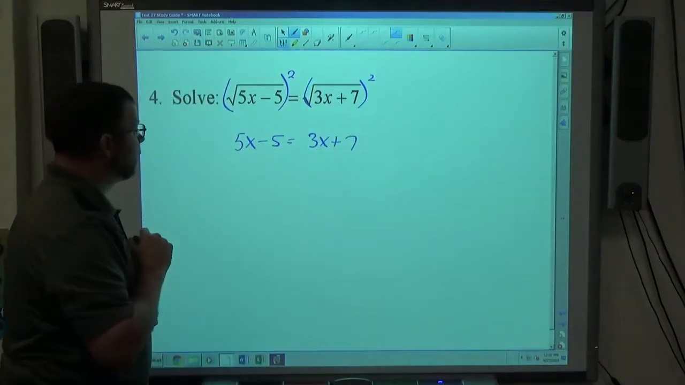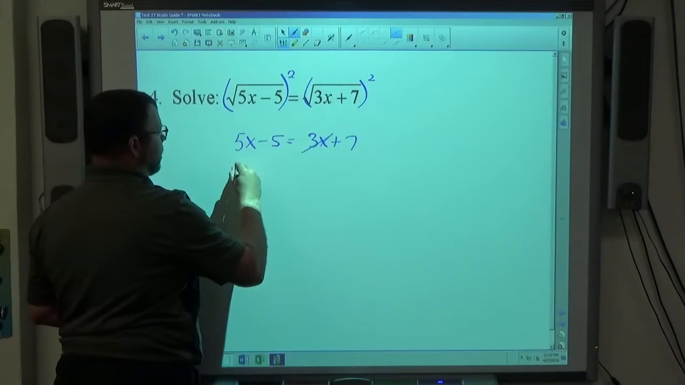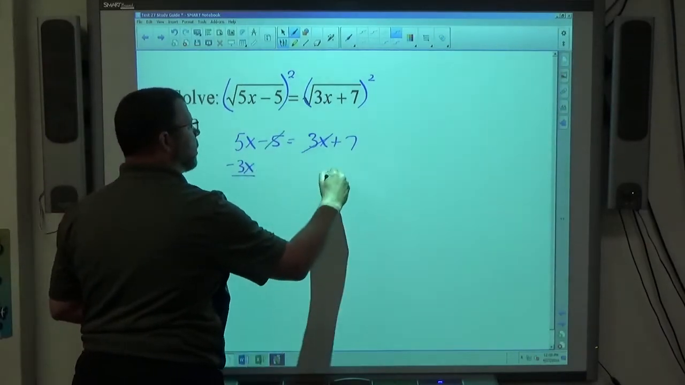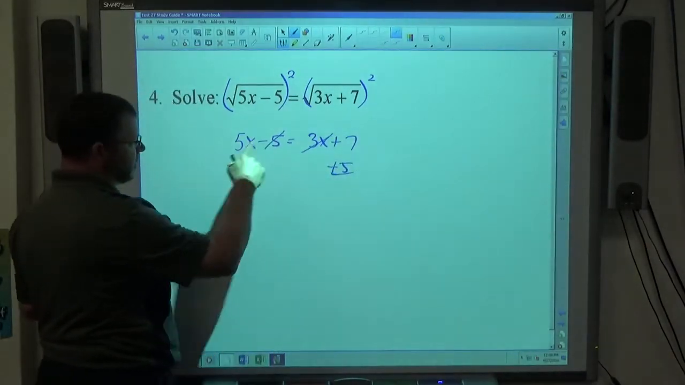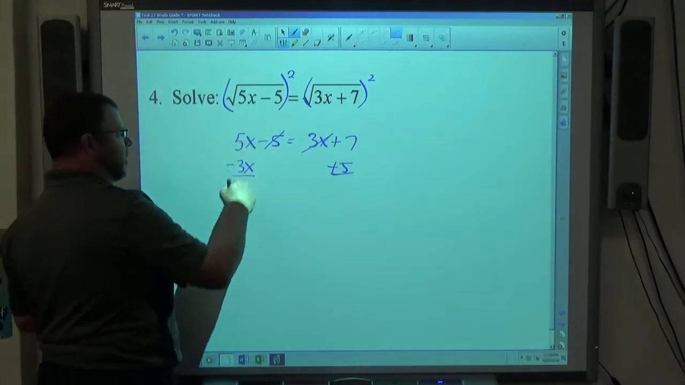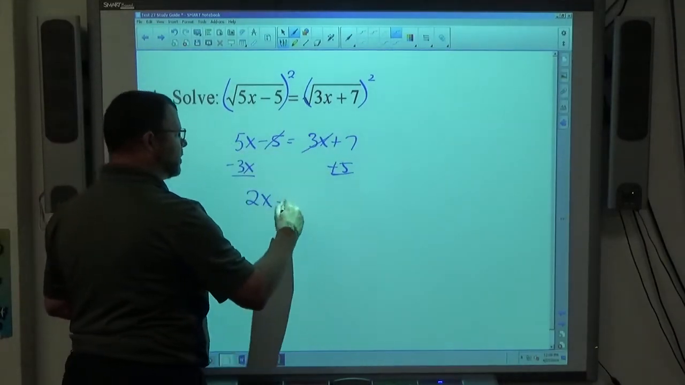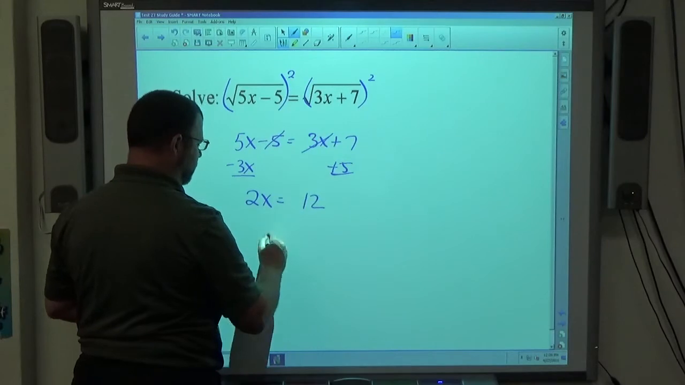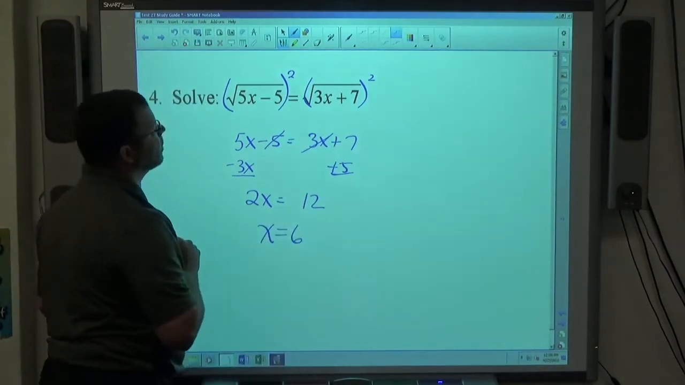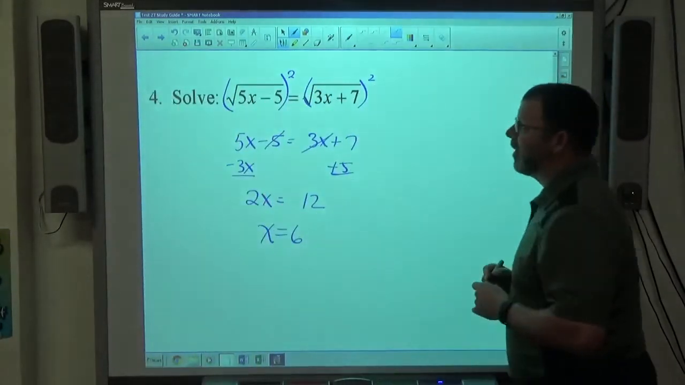If I go ahead and solve for x, I'm going to move the 3x to the left, move the 5 to the right, changing both signs in the process. 5 becomes positive, 3x negative. 5x minus 3x is 2x. 7 plus 5 is 12. 2x equals 12, so x equals 6. All we have left to do then is verify that it actually works.